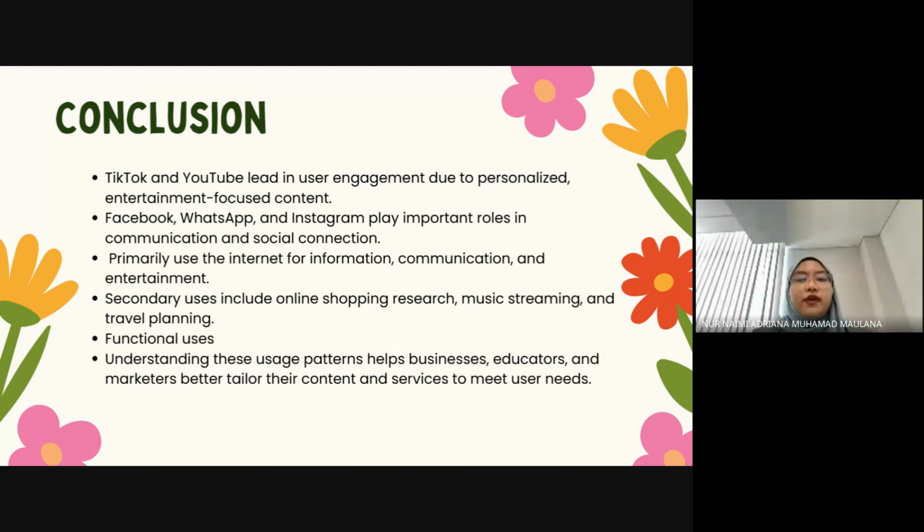So, from the data that we collected, the conclusion is that TikTok and also YouTube lead in user engagement due to personalized entertainment and focused content. Secondly, we can see Facebook, WhatsApp, and Instagram really play an important role in communication and social connection with others. So, the internet is primarily used for information, communication, and secondary use. Secondary use includes online shopping, research, music, streaming, and travel planning.